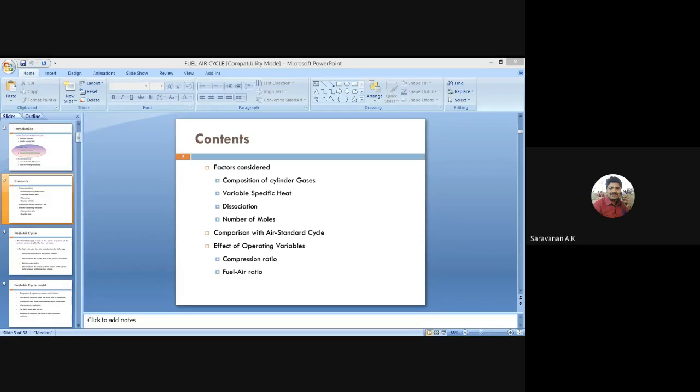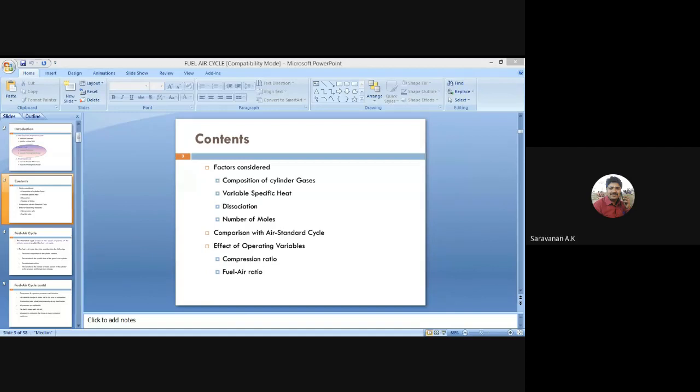So once again we recap what we discussed in this class, right? So what is fuel air cycle? The difference between the air standard cycle and the fuel air cycle is the composition inside the cylinder, right? For the air standard cycle we are using only air, that is, an ideal gas will be used in the entire cycle. But in the fuel air cycle we have a mixture of air, fuel, water vapor and some residual gases. So this composition will be inside the cylinder.